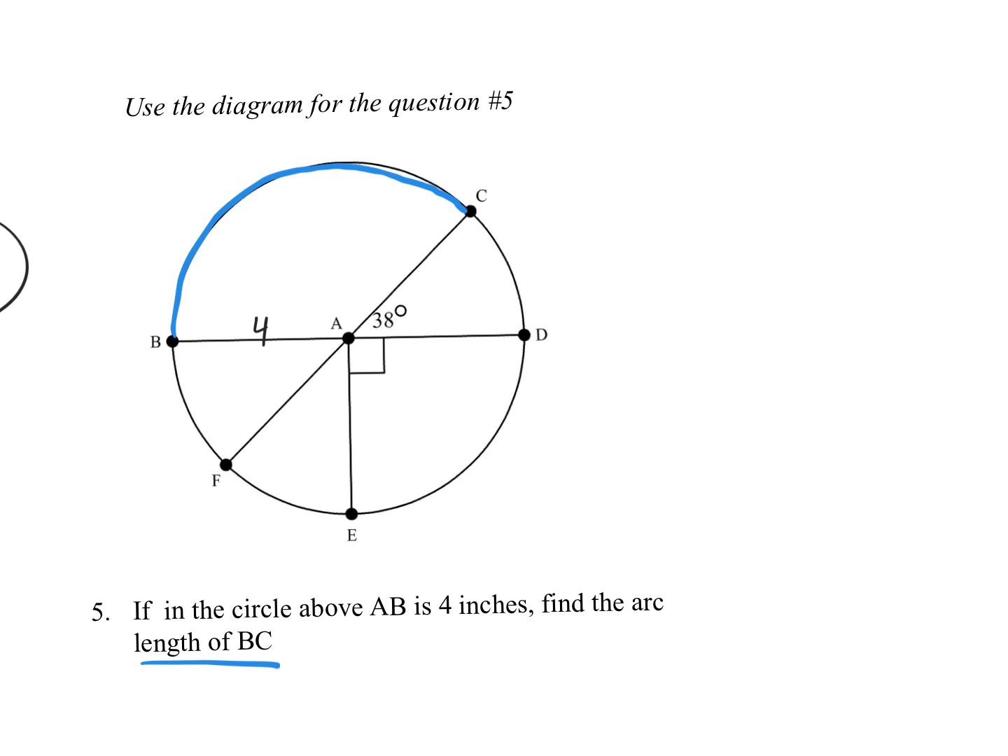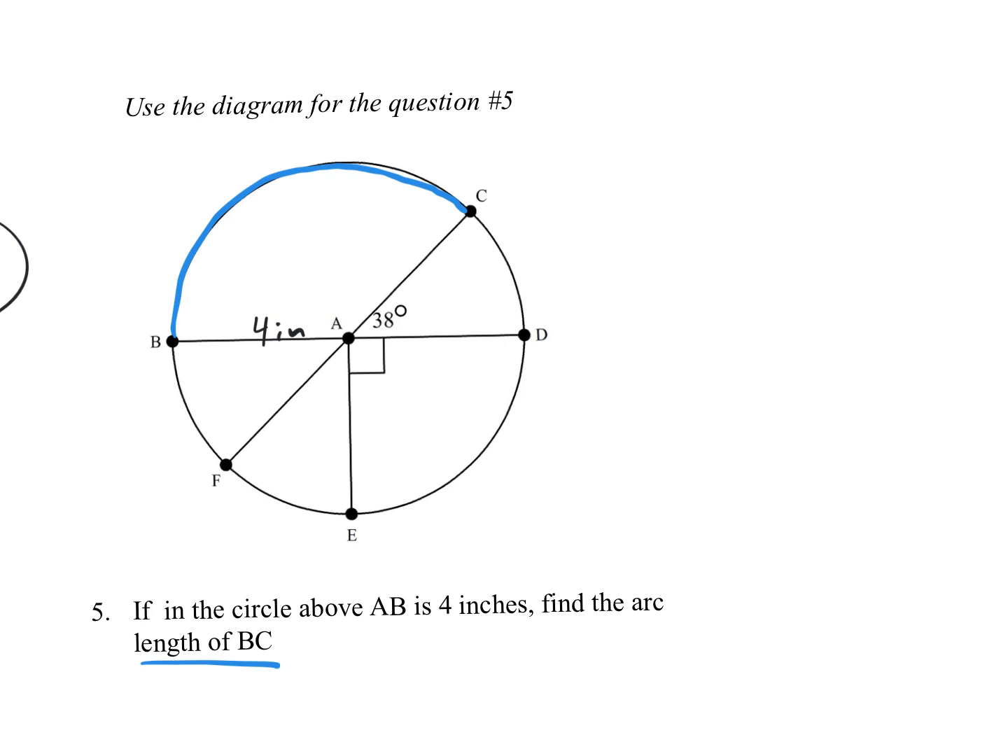Length is different than measure. If you remember, arc measure just has to do with an angle amount or degrees. Arc length is distance. It's like laying a string on this and telling me exactly how long it is. Well, this is 4 inches, so our length here should be in inches. Well, if only there was a formula for arc length when everything's in degrees. Hey, wait a second, there is.